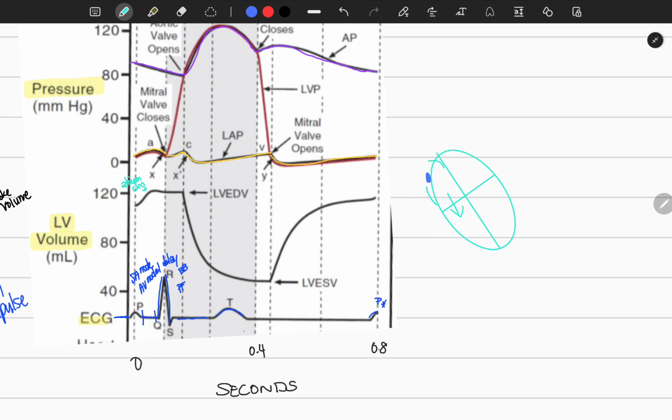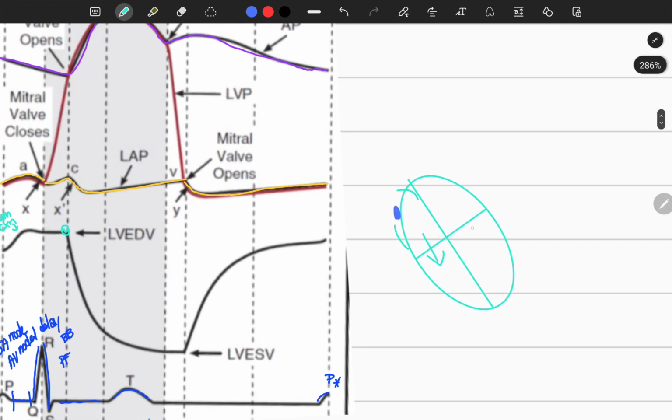So at this point in the graph, the end diastolic volume, that is where our left ventricle is going to end its relaxation phase and go into contraction, systole.